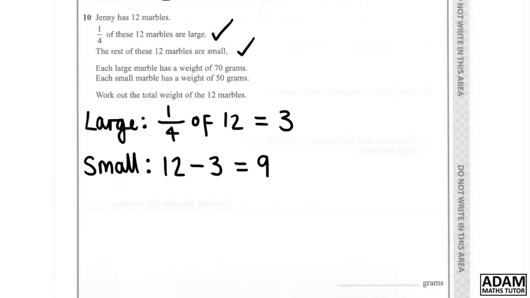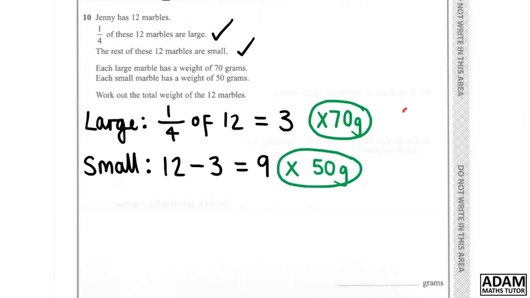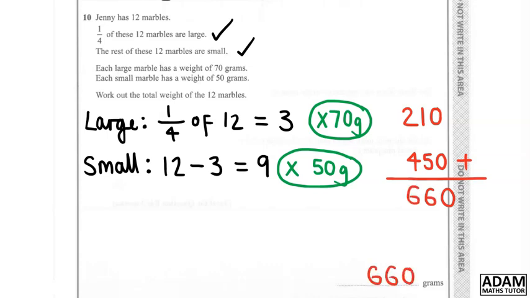Each large marble has a weight of 70 grams and each small marble has a weight of 50 grams. Work out the total weight. So I can times the number of large ones by 70 grams and times the number of small ones by 50 grams. 3 times 7 is 21 and put a 0 at the end. 9 times 5 is 45 with a 0 at the end, and the total I'll need to add these together, so 0, 6, 6, and the answer would be 660 grams.